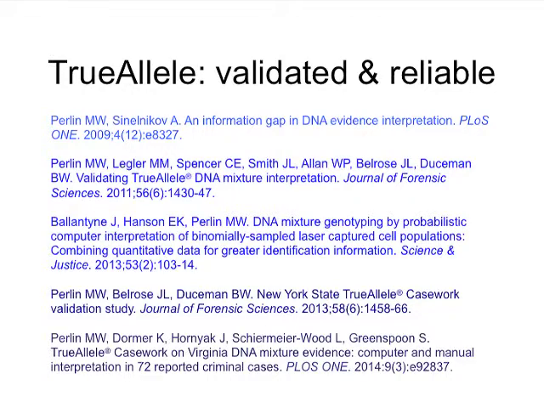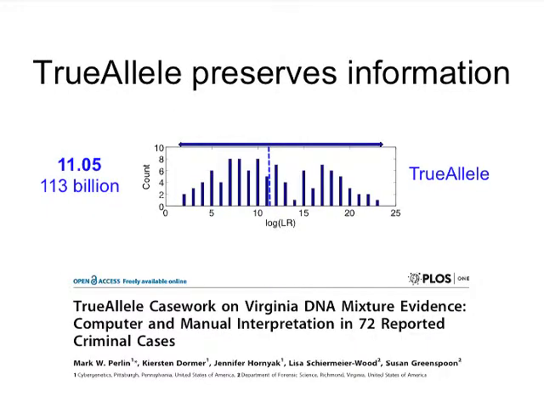So let me show you something from the most recent validation study that was published last month in PLOS ONE, which is an open access scientific peer-reviewed journal. And this was done in collaboration with Virginia. As the title says, TrueAllele Casework on Virginia DNA Mixture Evidence. And it's a comparison of computer and manual interpretation in 72 reported cases that enter the criminal justice system, a dozen of which went to court, most of which resulted in guilty pleas.